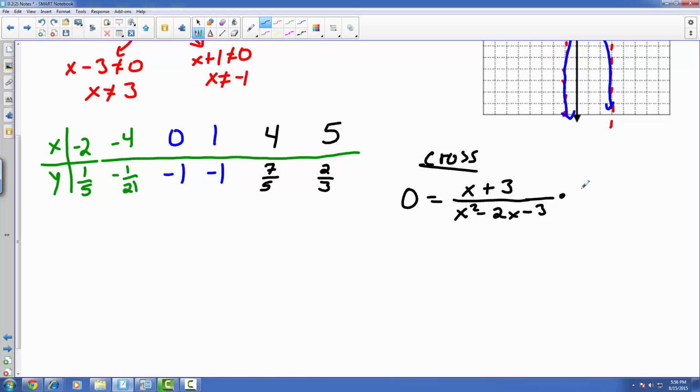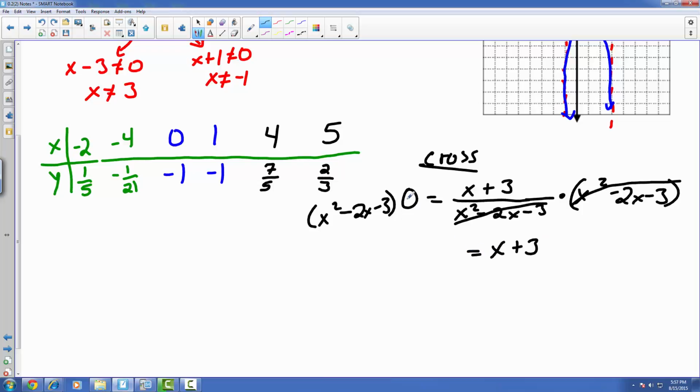If we multiply both sides by this bottom, on the right, it just drops out, leaving us with just that x plus 3. And on the left, we have 0 times anything, which is still just 0. From this it's pretty easy to solve for. It just comes out to be x equals -3.